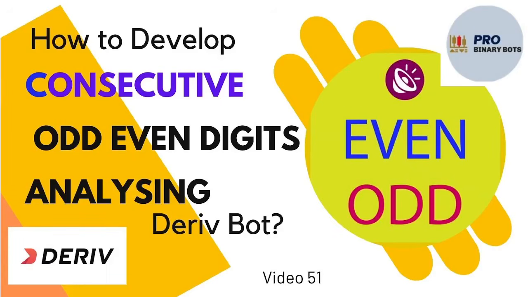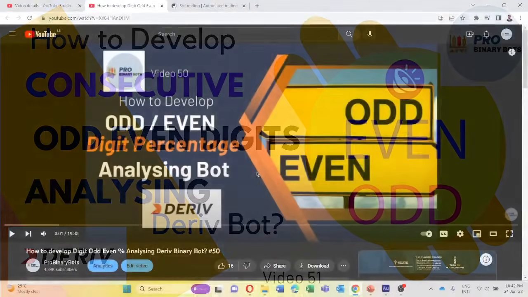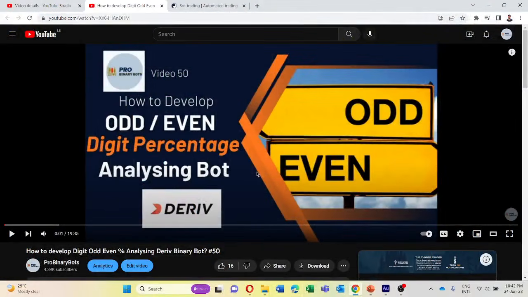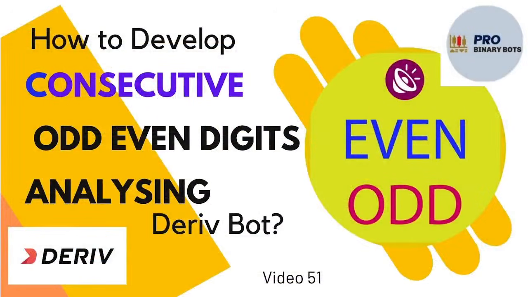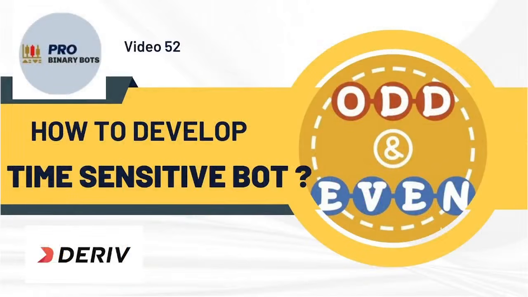Today I am going to show you how to develop a consecutive or D1 digits analyzing Deriv bot. In the last video we discussed how to develop a D1 digit percentage analyzing bot. So today's video is how to develop a consecutive or D1 digits analyzing Deriv bot. And our next video will be how to develop a time sensitive or D1 bot. I will explain these topics now.